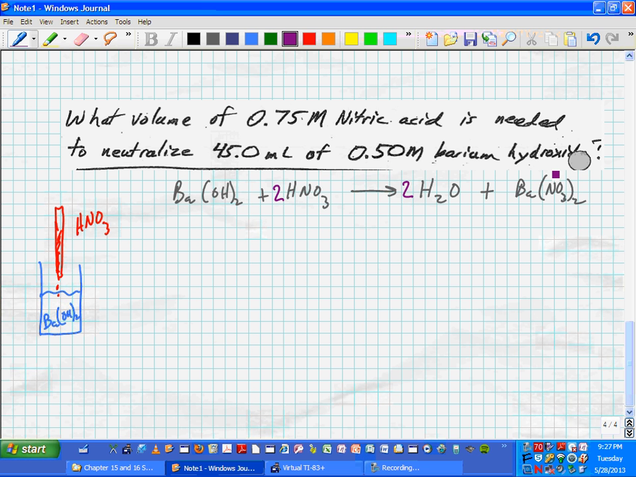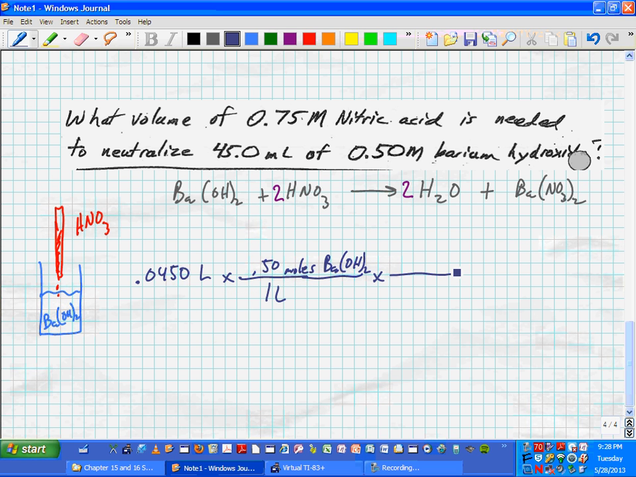So again, I'm starting with a volume that I can convert. Oh, I'm looking for a volume. Yeah, so I'm going to start with a volume that I can convert. So I'm starting with 0.045 liters. Oops, that needs another 0 for sig figs. Right there, sig fig. Liters times, I'm going to use 0.50 moles barium hydroxide, Ba(OH)2, over 1 liter. My liters are going to cancel. I'll cancel it out later.